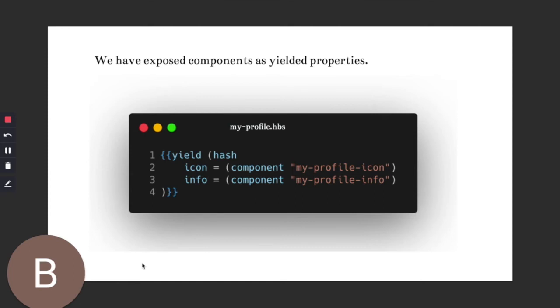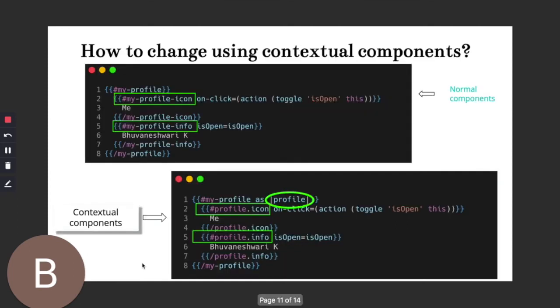Let's see how we are converting our native solution of components into our contextual way. Here it's the same. We are creating a yielded property profile, but in our native component we have no such yielded property. Then we are calling our inner components with the yielded property as profile.icon and profile.info. The working will be the same. While clicking on our icon, information will be shown. Thus we have achieved our solution.